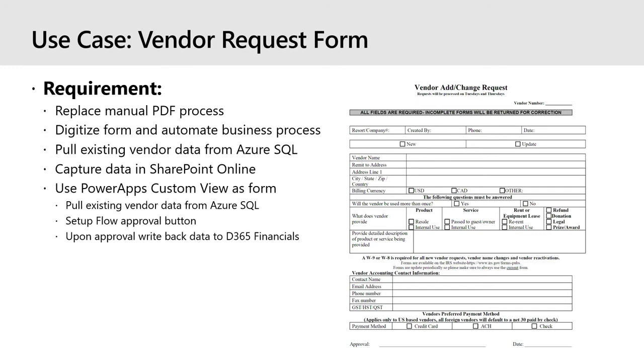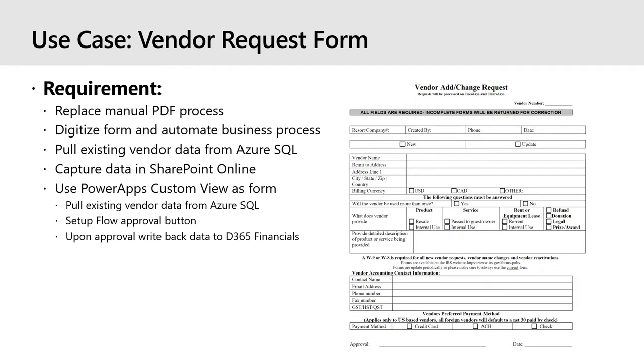So I'm capturing the data. I'm pulling existing vendor data. I'm capturing it in SharePoint Online. I create a Power App custom view, and then I end up having an approval process. So when it gets submitted, if it gets approved, it writes back either the new vendor to Dynamics or updates the existing one. So I took this form they had, and I made it into a SharePoint list first.